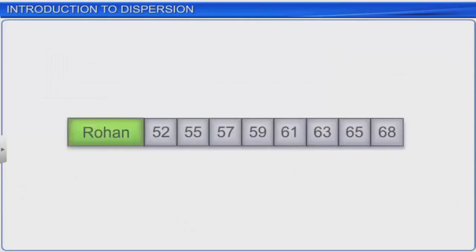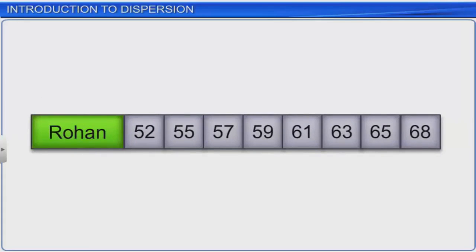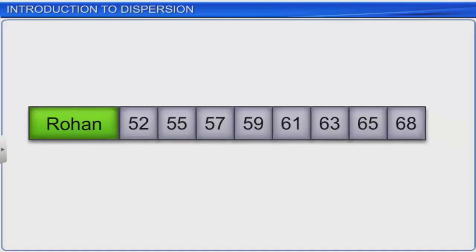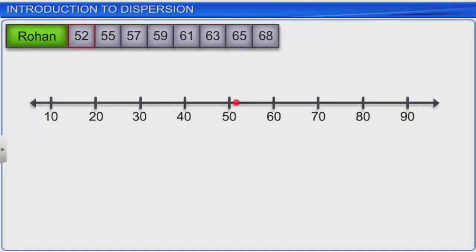Let's look at an example. The table shows the data of marks scored by a student in 8 subjects. Let's represent this data as dots on the number line. Here, we can see that the data are scattered along the line. This scattering of data cannot be measured by using the methods of finding the central tendency. Thus, we need to measure the dispersion to define the spread of the data.